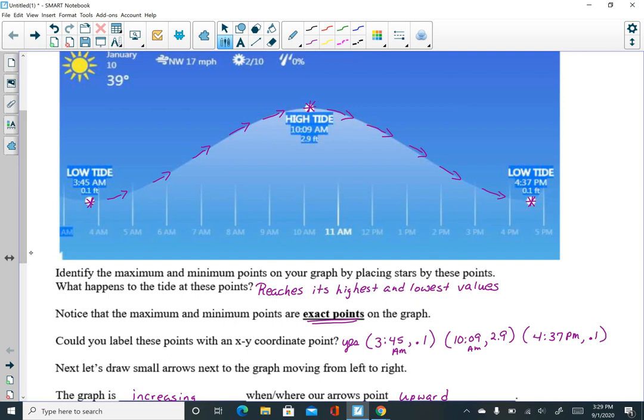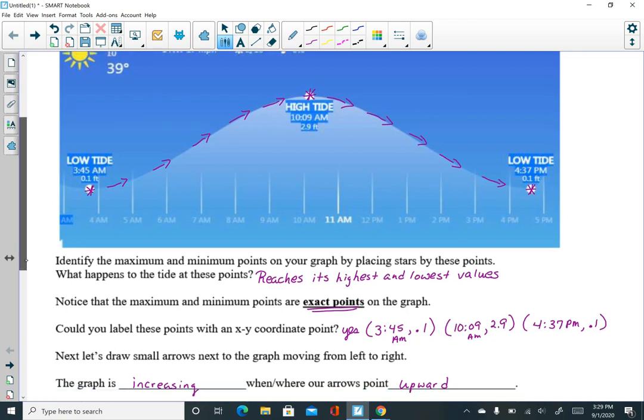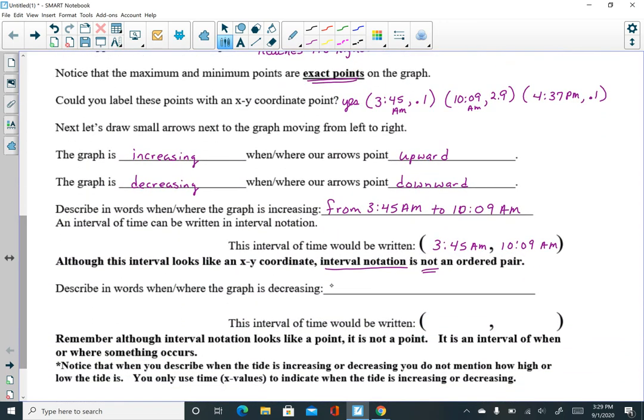Just below that, it asks for us to describe in words where our graph is decreasing. So that's where our arrows are pointing downward. So we can say, okay, well, I'm decreasing then from 10:09 up until I get to this lowest point here at 4:37. So I would say that I'm decreasing from 10:09 a.m.